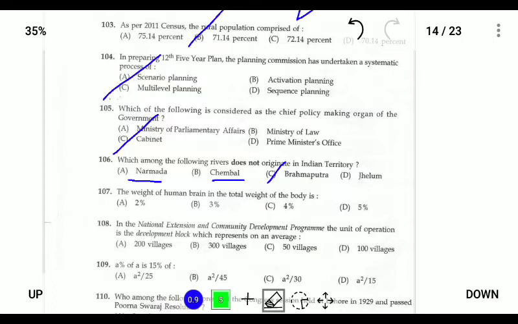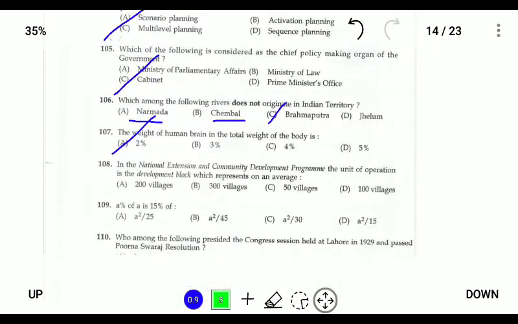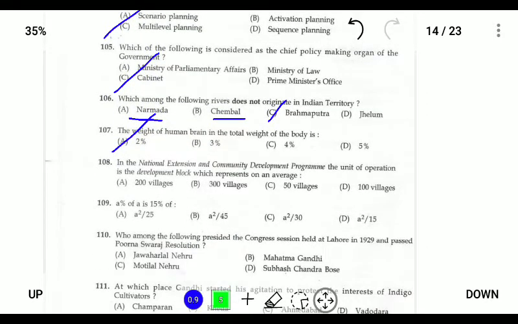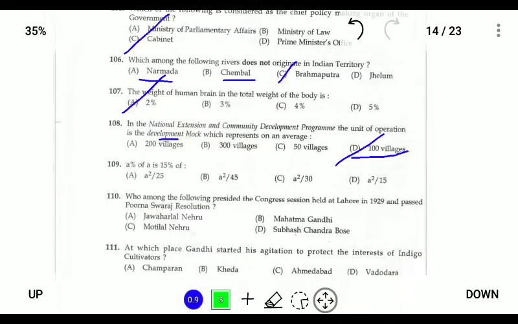Next, the weight of the human brain to the total weight of the body is, so the answer is A, 2%. So the weight of the human brain is only 2% of the total weight of the body. Next, in the National Extension and Community Development Program, the unit of operation is a development block which represents an average of, so the answer is 100 villages. So 100 villages comprises a unit of operation which is the development block in the National Extension and Development Program of the Ministry of Rural Development.